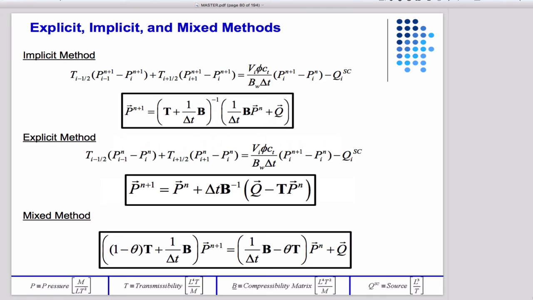depending on if we choose it, n plus 1 for the implicit method and n for the explicit method, we end up with the same equations that have, in the end, the same matrix form. Okay. And then the mixed method is just the linear interpolation of the two, just like last time.